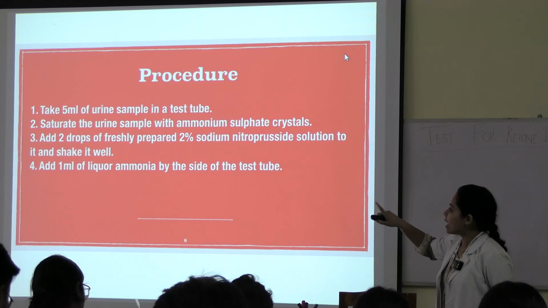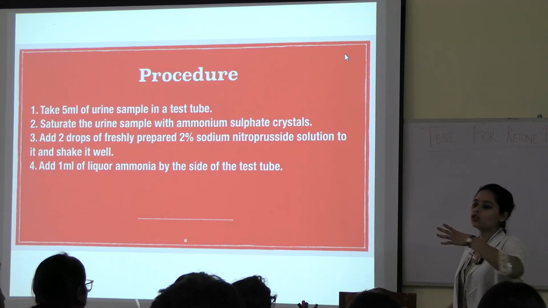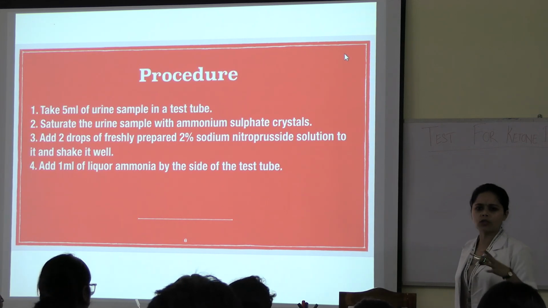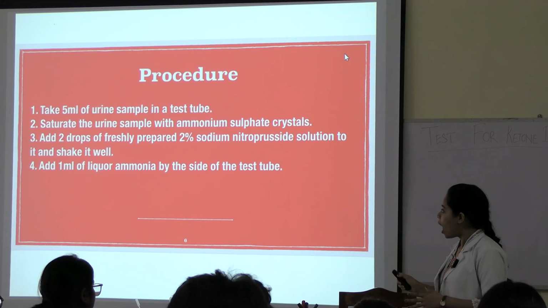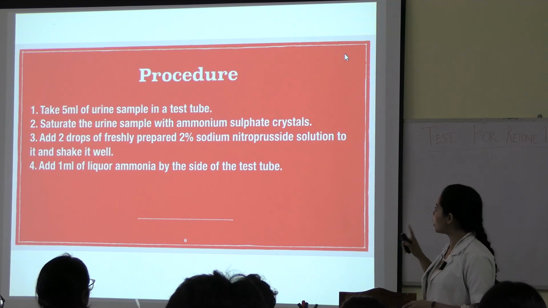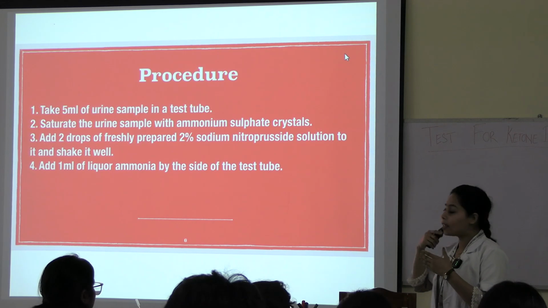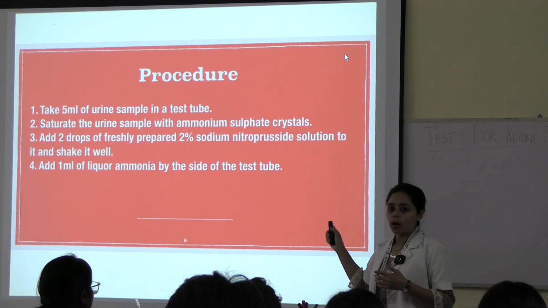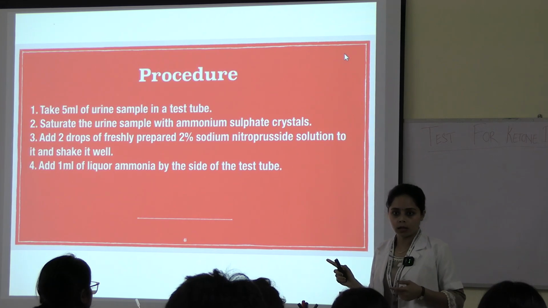See, I saturated the urine sample with ammonium sulfate crystals, which clears out all the rest of the things, the proteins or any other substances, so that the ketone bodies can react. After that, I added 2 drops of sodium nitroprusside solution and shook it well. In the presence of the alkaline medium provided by the liquor ammonia, this caused a purple color complex.